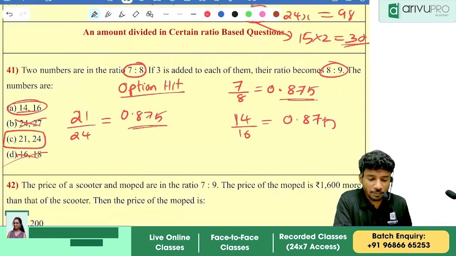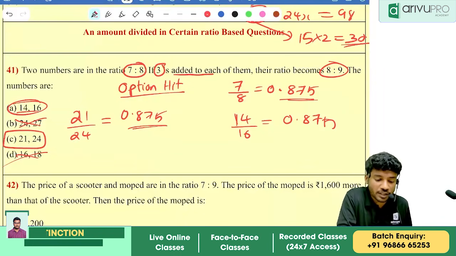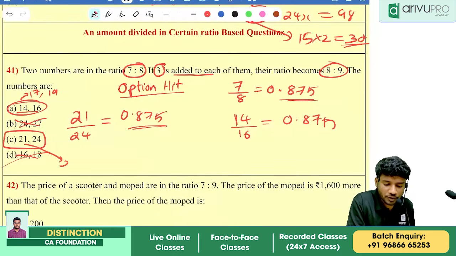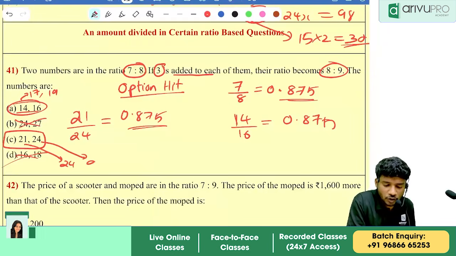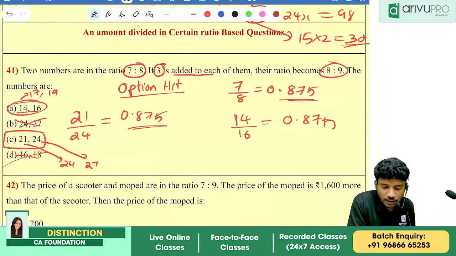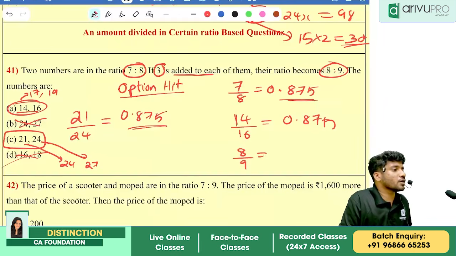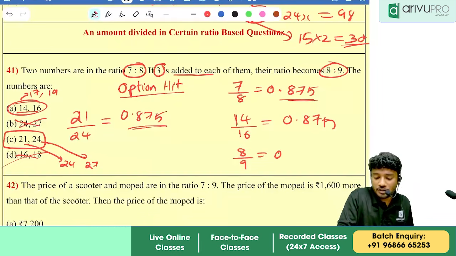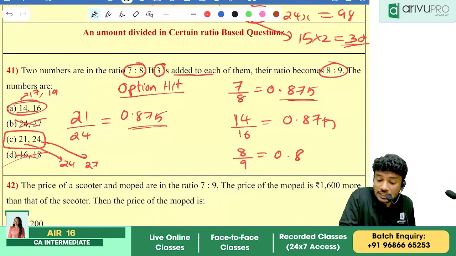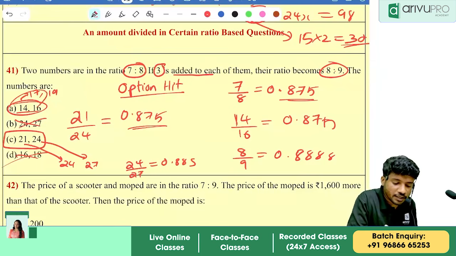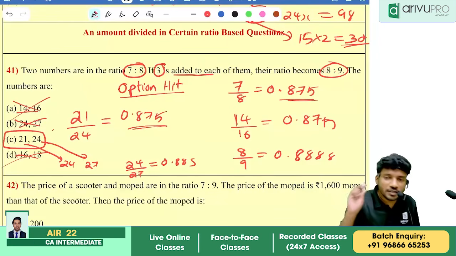When 3 is added to each of them, 14 will become 17. 16 will become 19. 21 will become 24. 24 will become 27. Now we need to check the ratio becomes 8 by 9. 8 by 9 is how much now? Take your calculator. 0.8888. 24 divided by 27 is how much? Which option is the right answer then? Option C is the right answer.